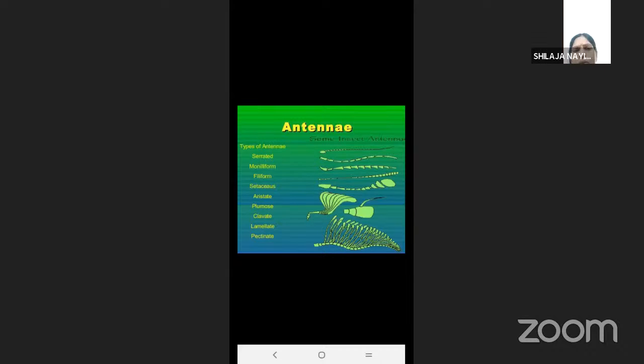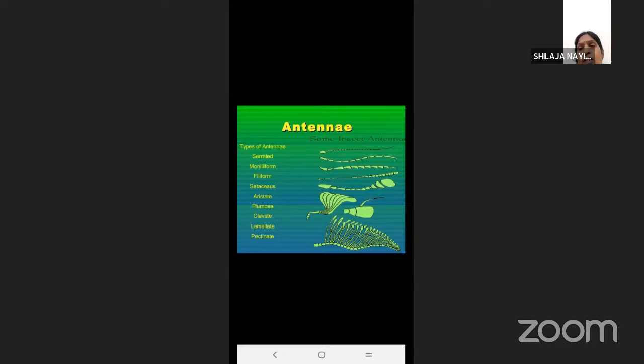Now go to page number 42. On page 42, we'll discuss the different types of antennas. Page number 42. The structure of the antenna is given in the picture.